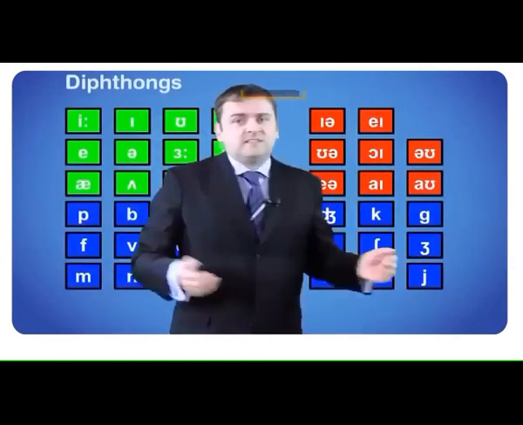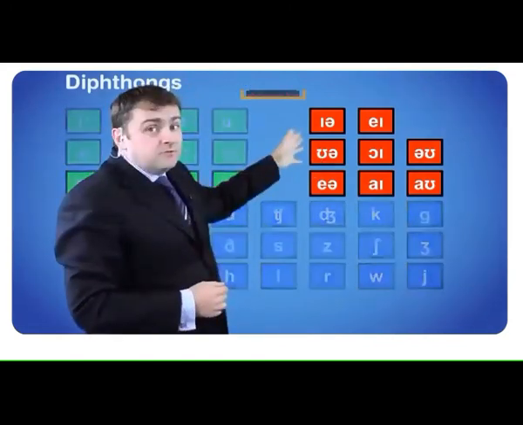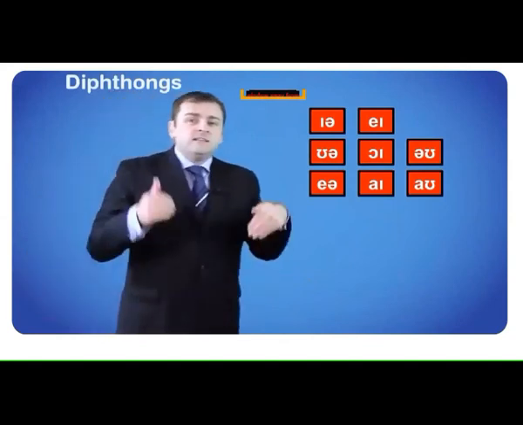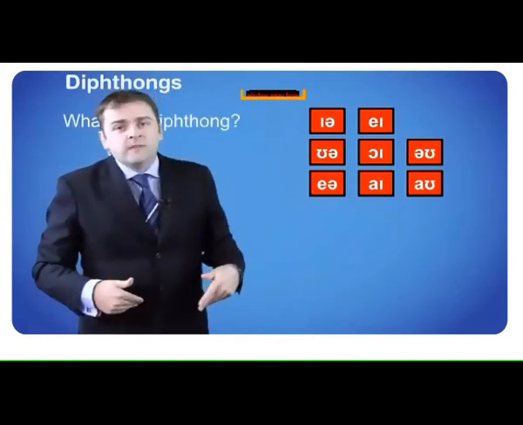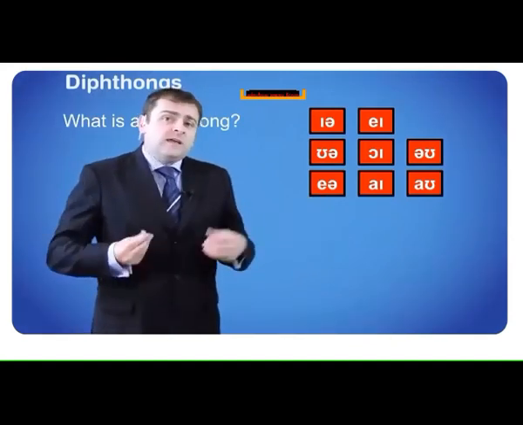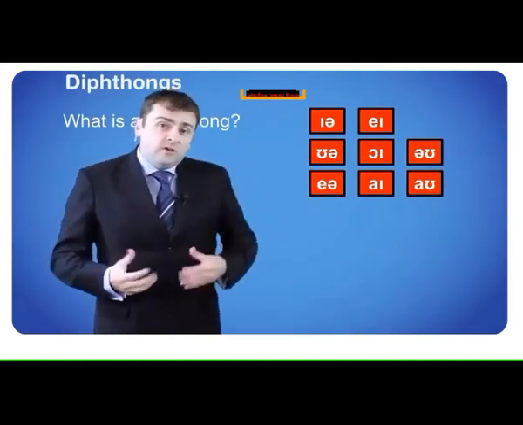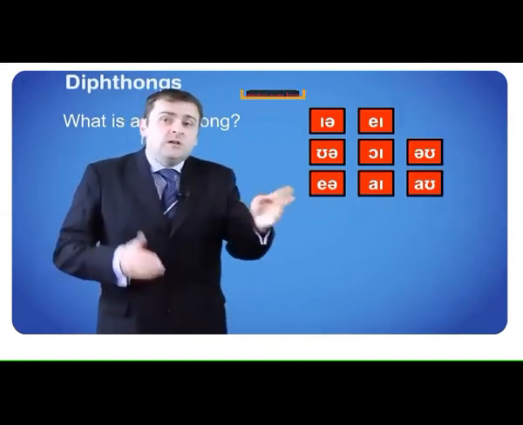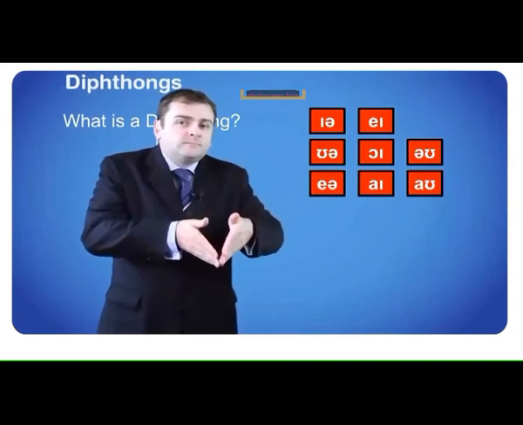Diphthongs are the sounds represented by the symbols in red. There are 8 of them on the phonetic chart, and these are the main ones you need to know about. So, what is a diphthong? Well, a diphthong is a type of vowel sound that is made up of a combination of 2 single vowel sounds, but within the same syllable.